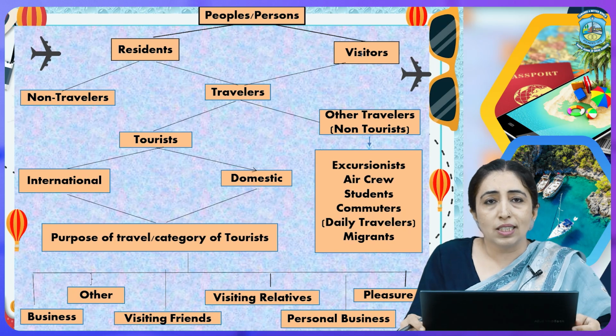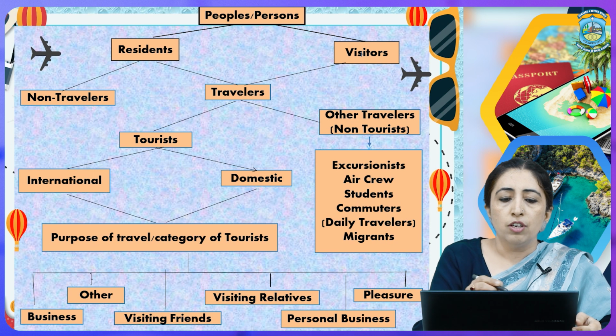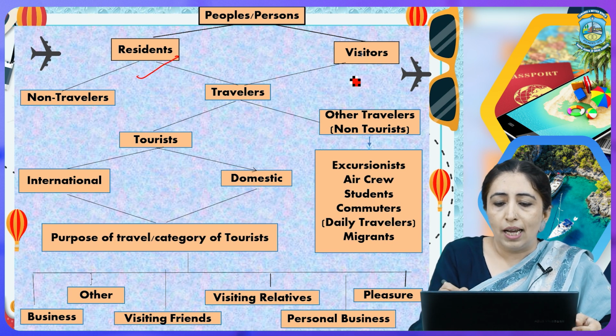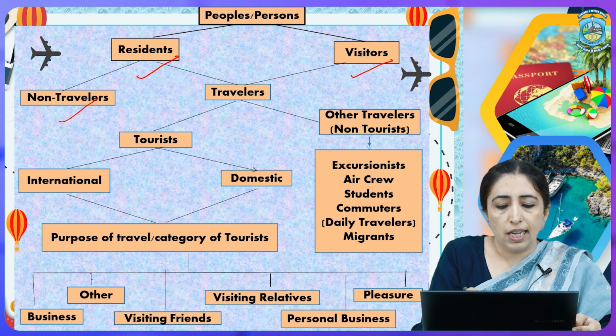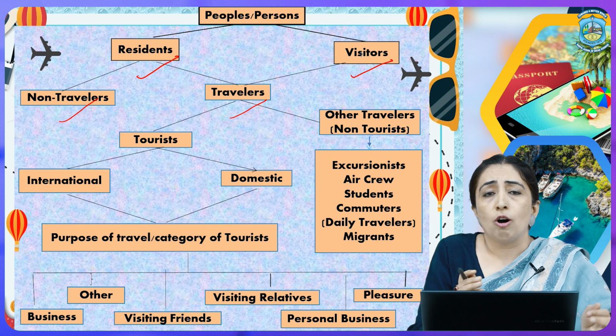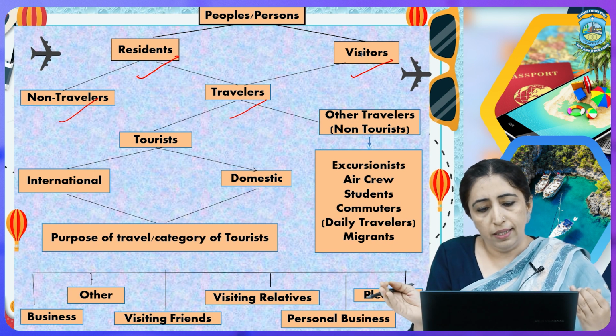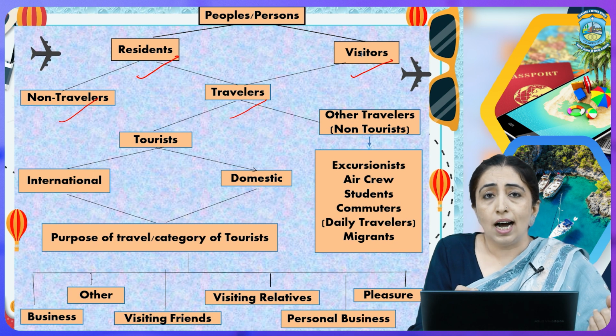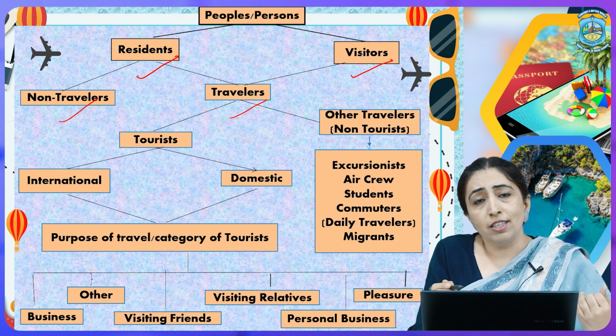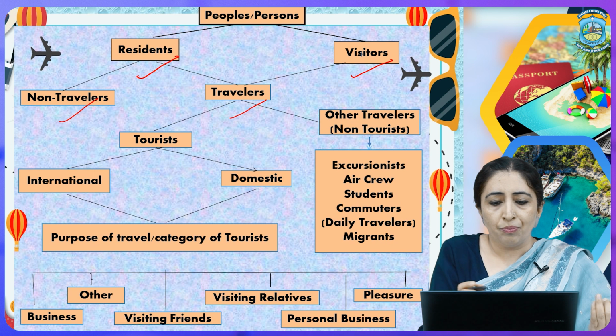Now, the flowchart shows a detailed description of tourism. Initially, we have two types of people, residents and visitors. Further, the residents are classified as non-travelers and travelers. Travelers are those who travel from their usual environment to any other place. Visitors are also known as travelers because they travel to visit someone or somewhere. Further, the travelers are classified as tourist and non-tourist.